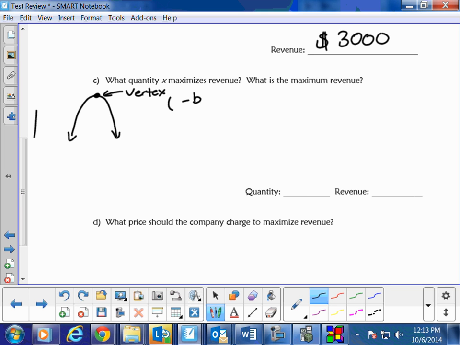So we have to do negative b over 2a, and also find the result of that, and that's going to be these two right here. The quantity is going to tell us the quantity because that's what x represents, and the function of that quantity will give us the revenue. So I'll erase these once we come up with the answers.